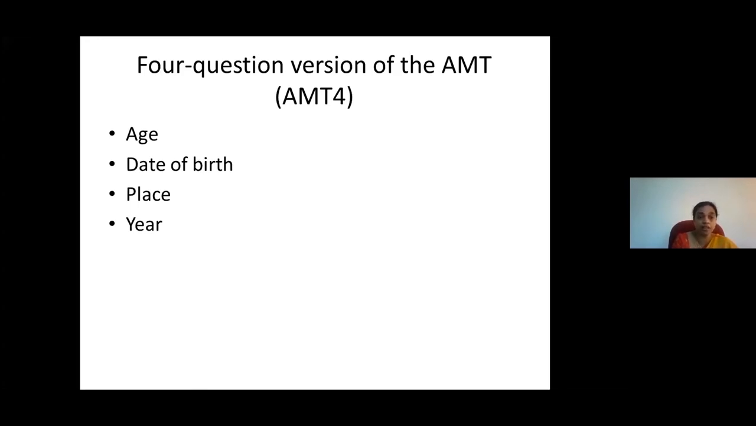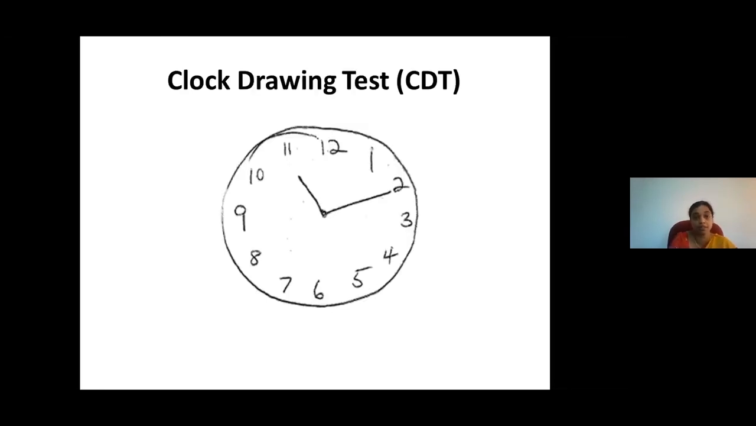We ask the patient's age, date of birth, and the place where they are at the moment, and the current year. So if they can answer these four questions fluently, it is less likely that the patient has cognitive impairment in this visit. Even if they can't answer one, that means that the patient has some cognitive impairment. Then we refer the patient for further assessment. So this is the fourth test, a very simple test and widely used. Even our trainees use this test to assess their patients' cognition.